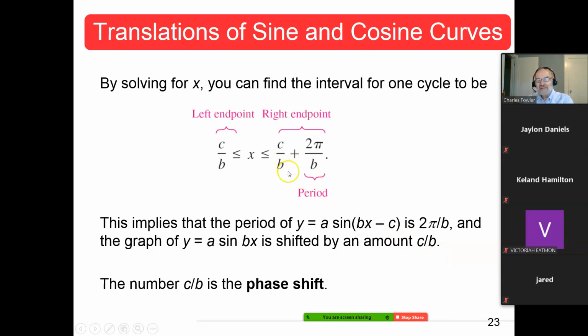And the graph of y equals a sine bx is shifted by an amount c over b. If you had pulled the b on the outside, then that new constant on the inside would be what they were calling c over b, I would call c. And it would be so much easier to deal with. So that number, c over b, is the phase shift. That's exactly what I called it. If you had pulled the b on the outside, then what's left on the inside would be the phase shift. That's what I usually call the c.